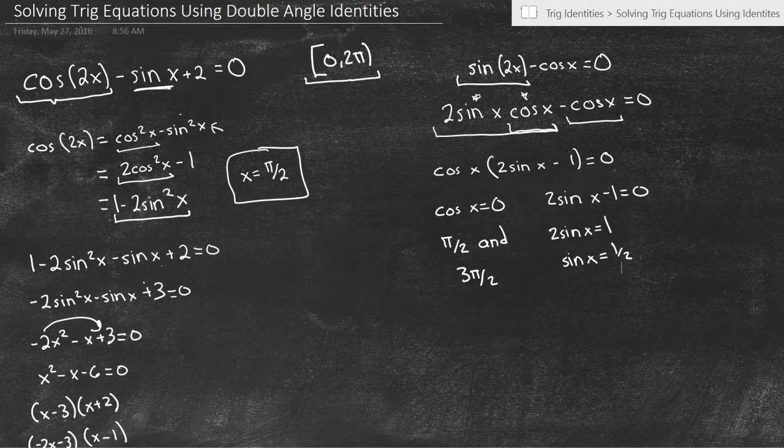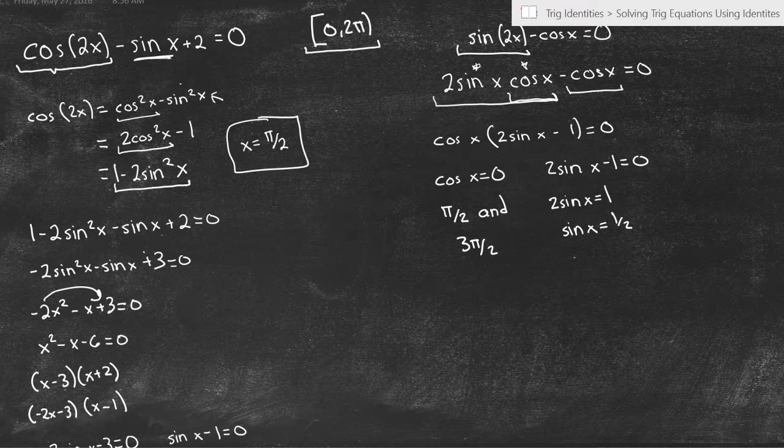Well, we know we're going to be working in the first two quadrants, and it's going to be the first angle in each one, so it's going to be pi over 6, and it'll be, I should say, the last one in the next one, 5 pi over 6. So our answers to this problem are x equals pi over 2, 3 pi over 2, pi over 6, and 5 pi over 6.